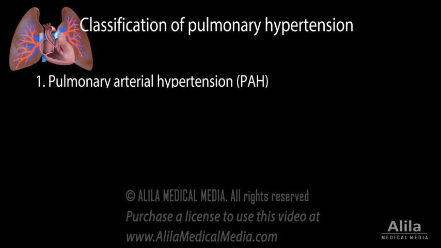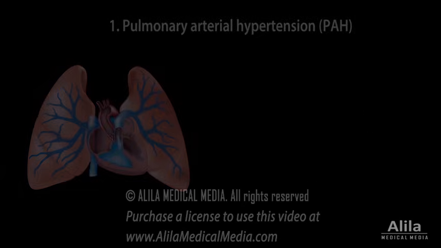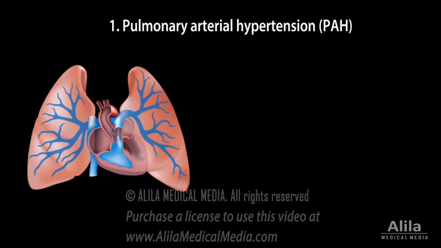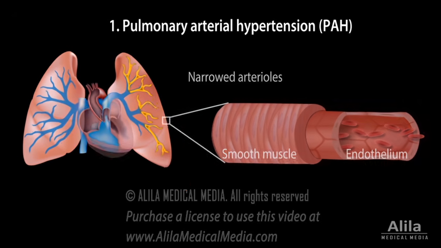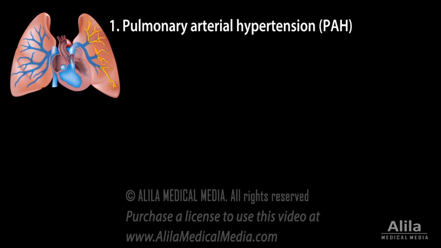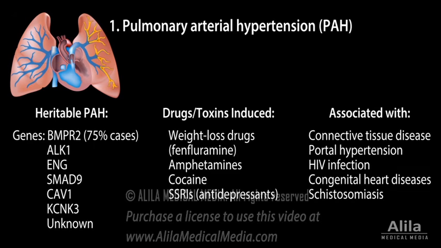Pulmonary hypertension is classified into 5 groups based on the cause and mechanism of the disease. Group 1. Pulmonary Arterial Hypertension, PAH. PAH affects mostly the arterioles, the smaller arteries of the lungs. PAH can be caused by a number of factors, including genetics, certain drugs, and other health conditions. For many cases, the cause is unknown.